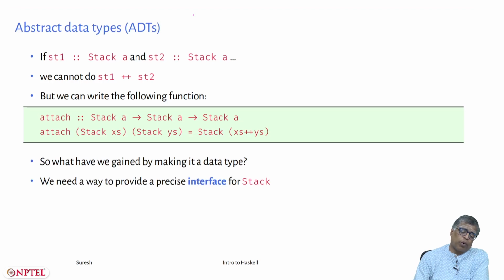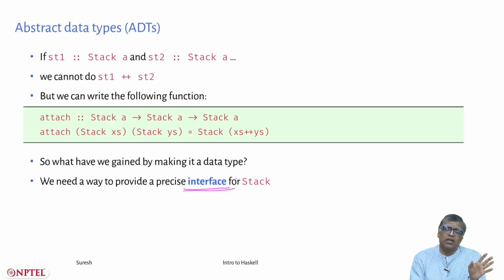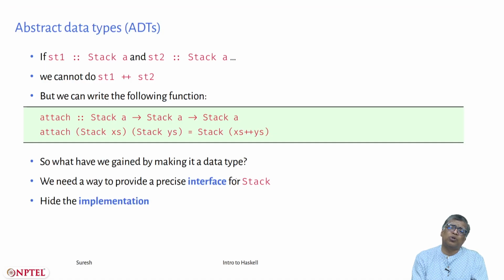So you need a way to provide a precise interface for stack. Okay, this is the thing. The interface will tell you what exactly is allowed and nothing beyond this is allowed. And you need to hide the implementation. Nobody needs to know that stack is just a list. Okay, stack is a stack, that's all. The only way you can interact with the stack is push pop. We are able to do this attach kind of programs because we know that internally a stack is just a list, okay, with a wrapper around it. You shouldn't reveal that.